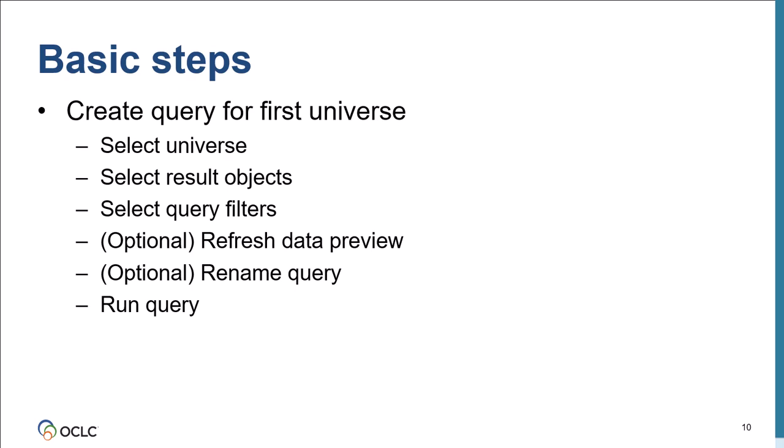Here are the basic steps in creating a multiple universe report. In a few moments, I'll demonstrate these steps with examples. The steps to create a report from the first universe are the same ones you would do if you were creating a single universe report. Select the universe, select result objects, in other words, the data elements that you want in the report, select query filters, which are the criteria to select data for the report, such as dates. Optionally, refresh the data preview and rename the query, then run the query.